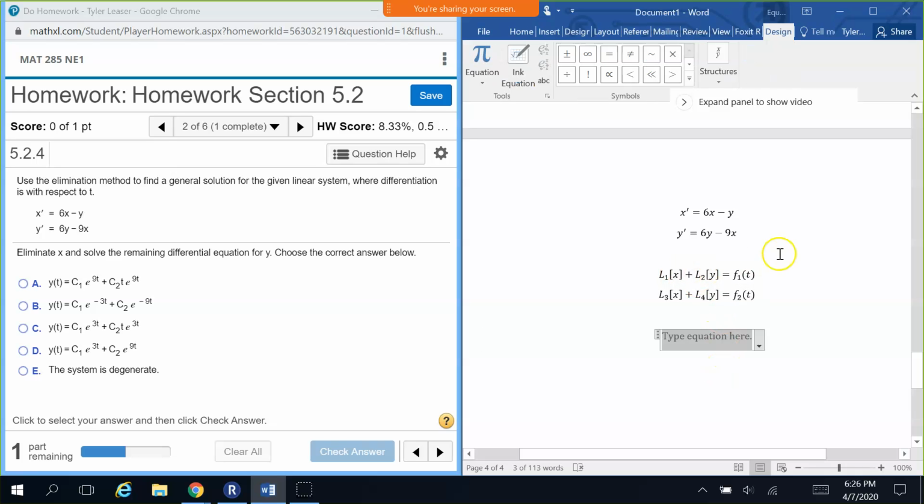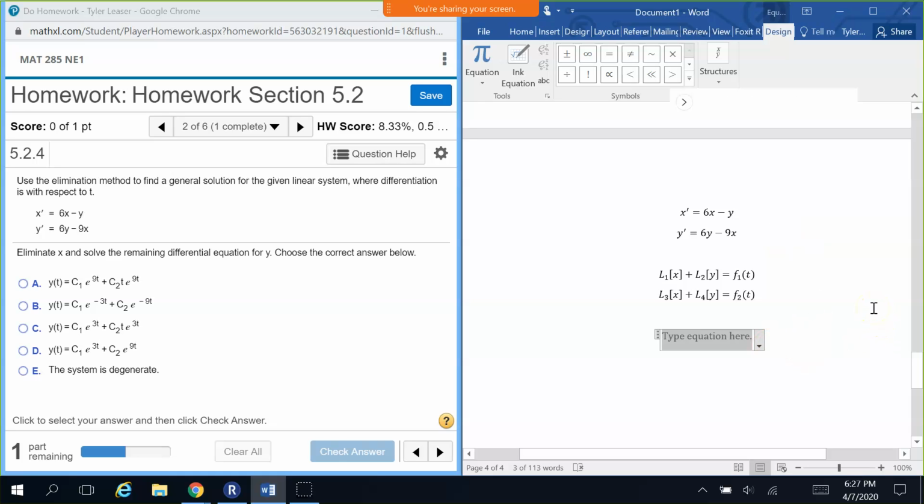On the tests, are you going to tell us which variable to eliminate and which one to solve for? I doubt it. No. Usually I would just have you give me the two solutions, x and y. And you can do it in whatever order you want to, because it doesn't matter.